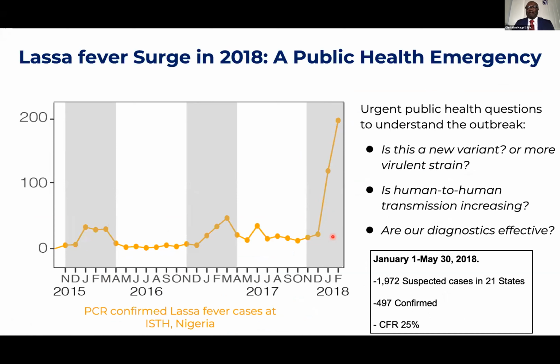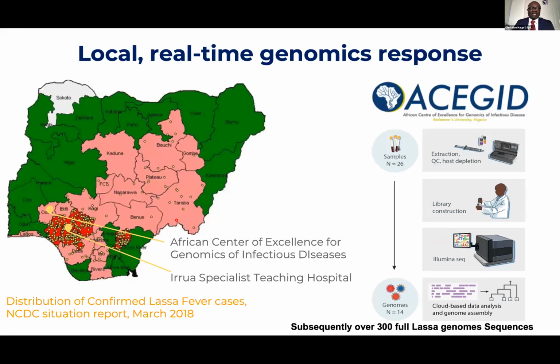So there were huge questions that were being asked, especially public health questions. Were we dealing with a new variant, or were we dealing with a more virulent strain? Was this surge due to human-to-human transmission? Or is it the fact that our diagnostics were ineffective? So we swung into action, working with the Nigeria Center for Disease Control, collecting samples across the country. And in the first few days, we performed 26 sequences, and eventually went on to do about 300 full-length genomes of the Lassa virus.